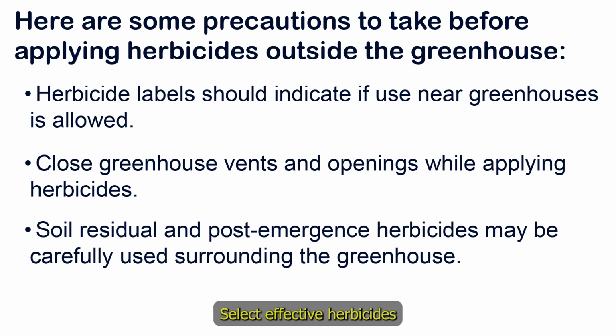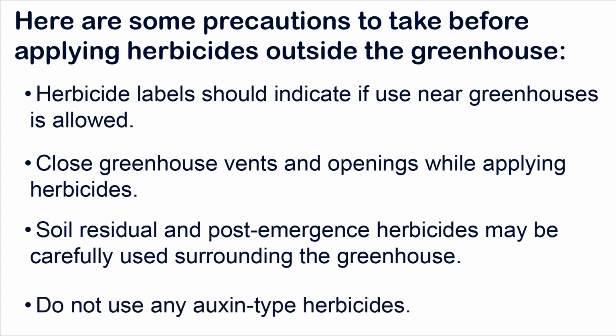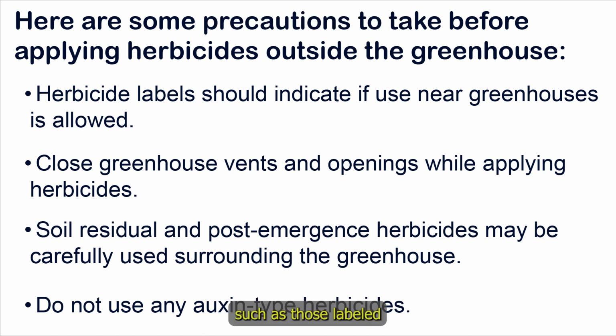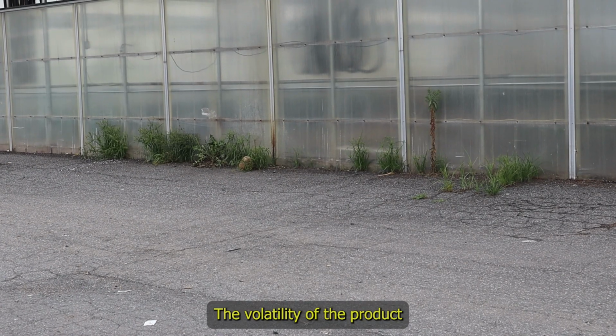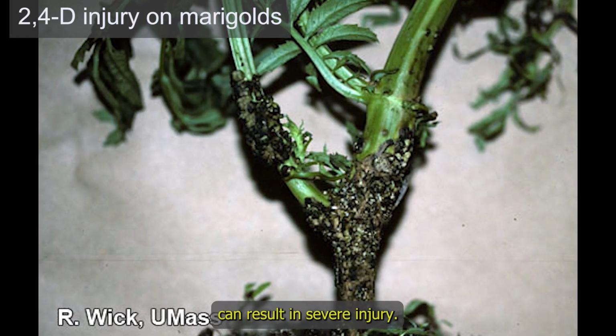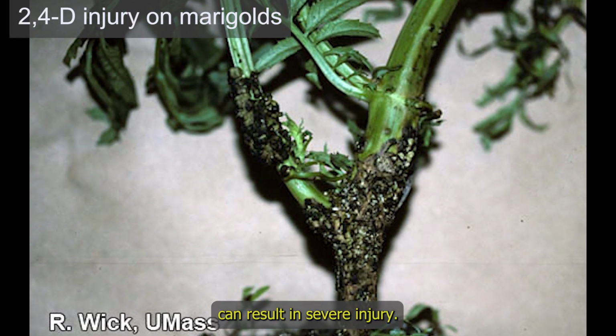Select effective herbicides with low volatility. Do not use any auxin-type herbicide such as those labeled for broadleaf weed control in turf near greenhouses. The volatility of the product and the extreme sensitivity of greenhouse crops can result in severe injury.